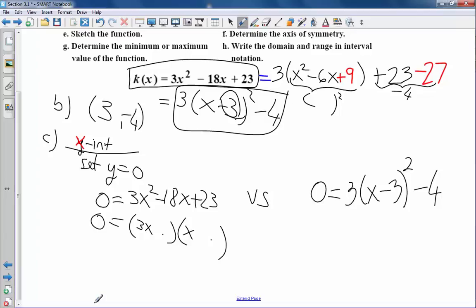Because you won't be able to get it. You won't be able to guess these numbers because they are not whole numbers. It's not like 23 and 1. You don't have another option. Either 23 or 1 or negative 23 and negative 1. Neither of them will make minus 18 when you FOIL it. So it's impossible to factor this by hand.